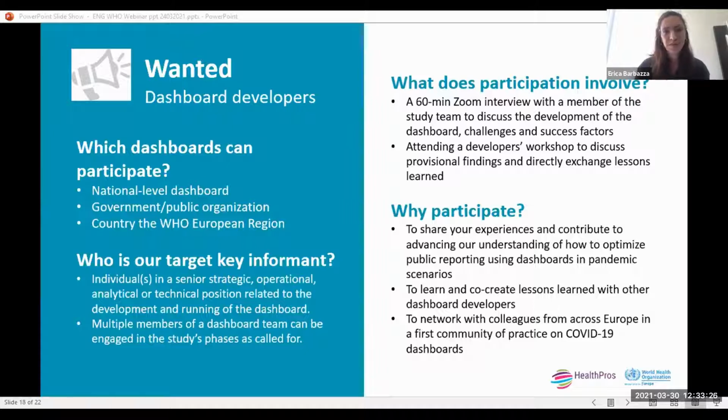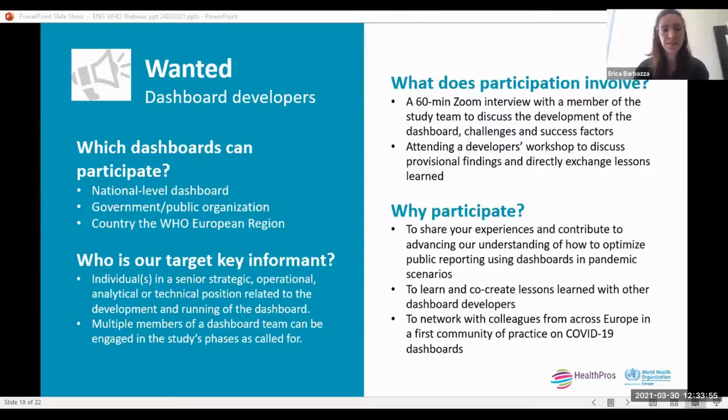So first, in terms of the types of dashboards, we have some key criteria that we've set out to scope the inclusion of dashboards for the study. There's three. The first is that our target is a national level dashboard. So we're trying to engage country dashboards that may, of course, be reporting subnationally, but have a national scope in their overall focus.